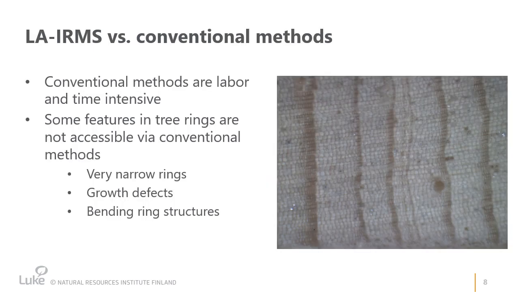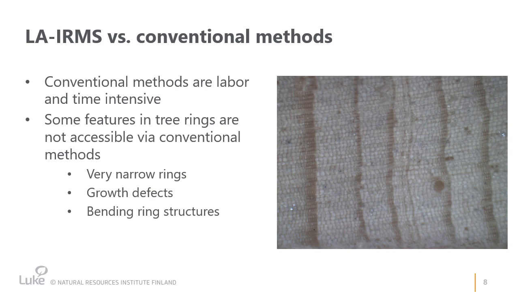Now is a good time to compare these two methods, the laser ablation IRMS and the conventional methods. As you can imagine, the conventional methods are both labor and time intensive, necessarily so because you need to do the separation by hand. In addition, you also need to do probably sample homogenization, sample weighing, and wrapping these samples separately into thin capsules that can be introduced into, for example, the elemental analyzer. So this takes quite a lot of time.